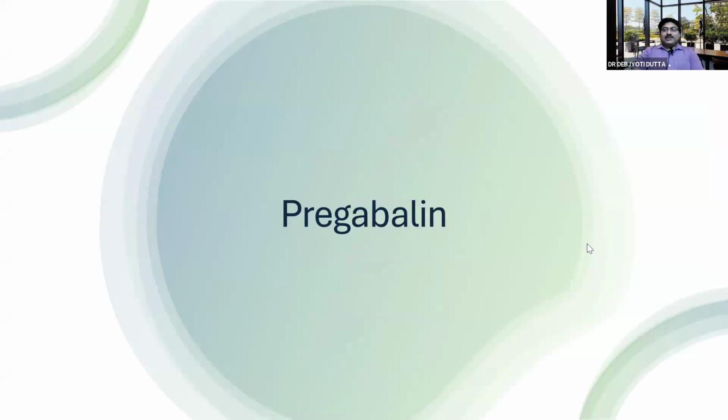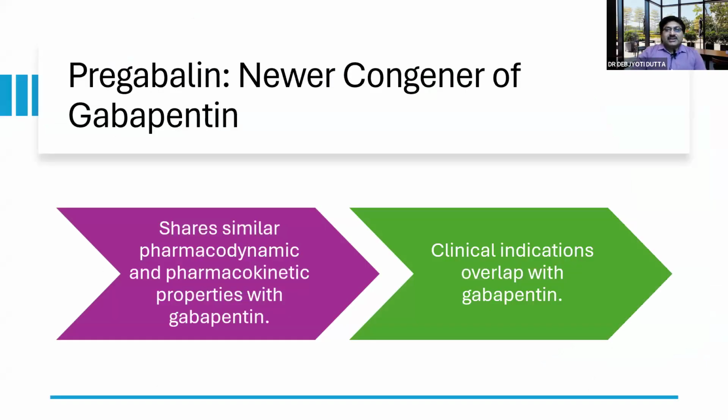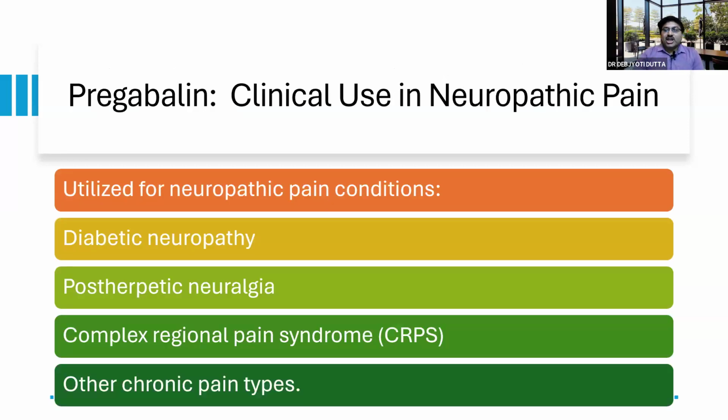Coming to pregabalin. Pregabalin is a newer conjugate of gabapentin. One of the biggest advantages is that the onset of action is rapid, and its absorption is quite predictable, in contrast with gabapentin. It shares similar pharmacodynamic and pharmacokinetic properties with gabapentin, and clinical indications also overlap between them. But as pregabalin is more researched, it has some other indications as well apart from gabapentin.